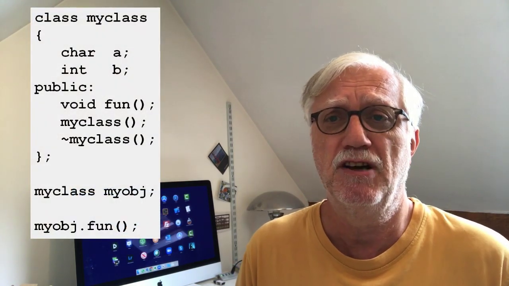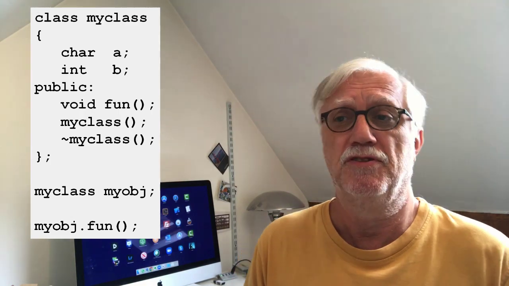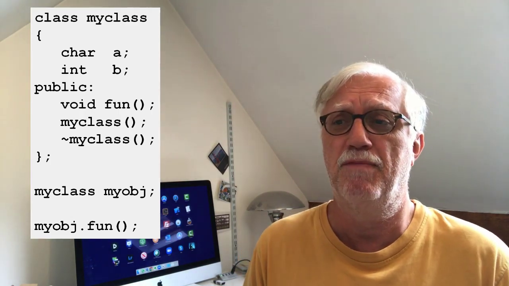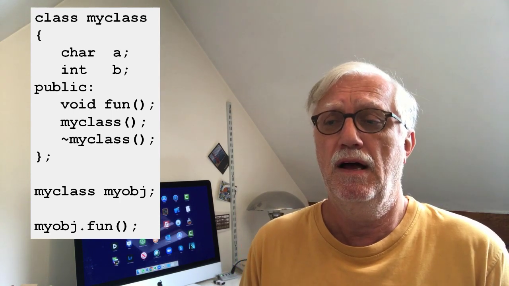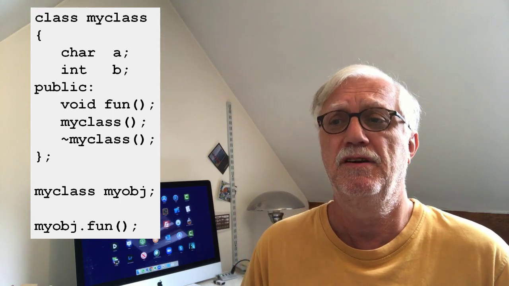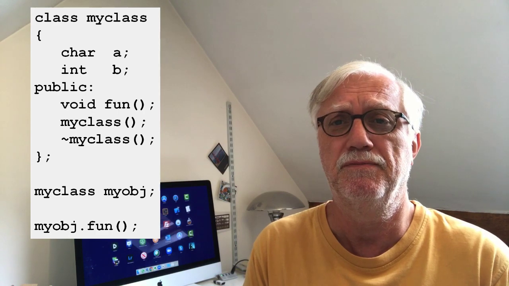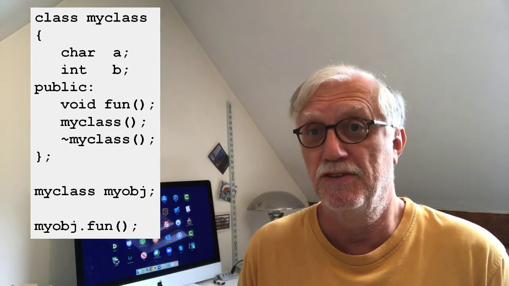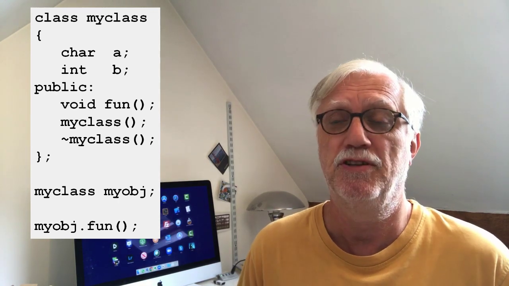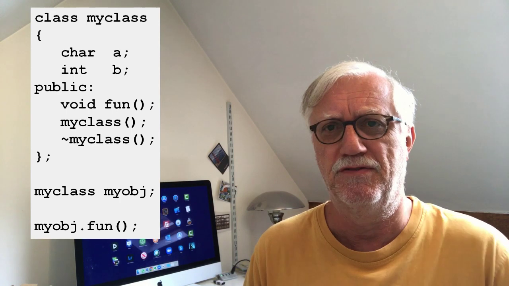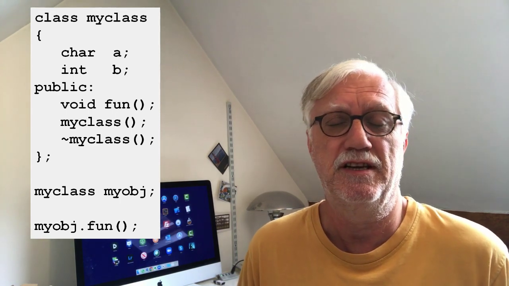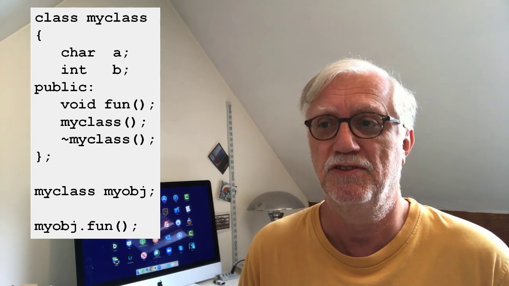Now here is a simple example of a class, somewhat similar to the structs we just dealt with. It has a couple of member variables, A and B, and it has some other components as well. It has a function in there called fun. You can't put functions in structures in C, but you can put them in classes in C++. Incidentally, you can have pointers to functions in C structures, but not actual functions.